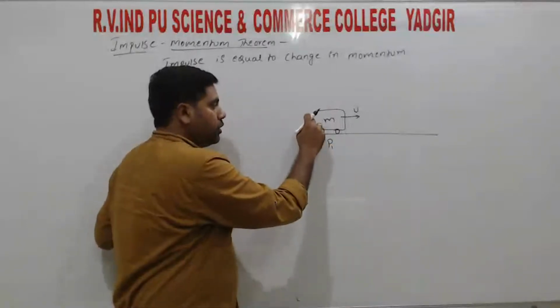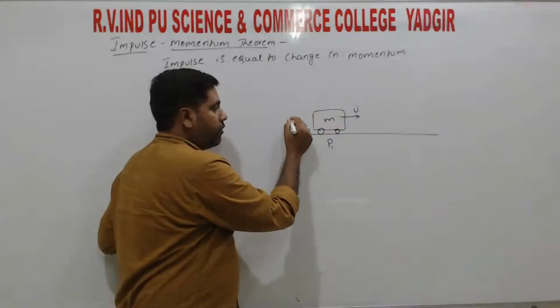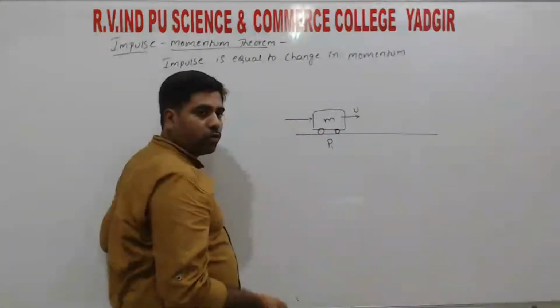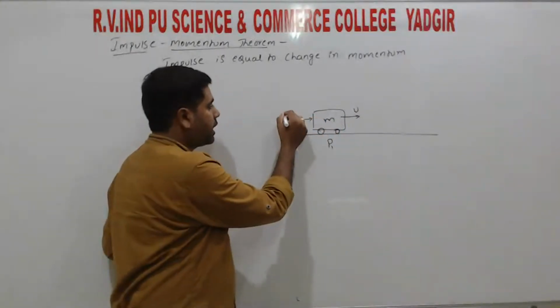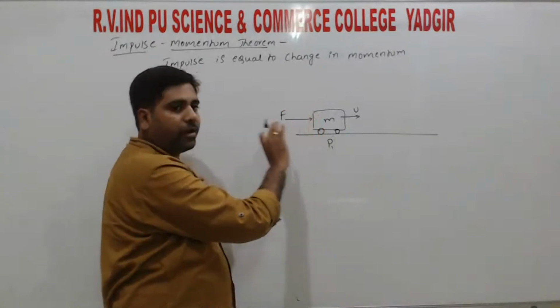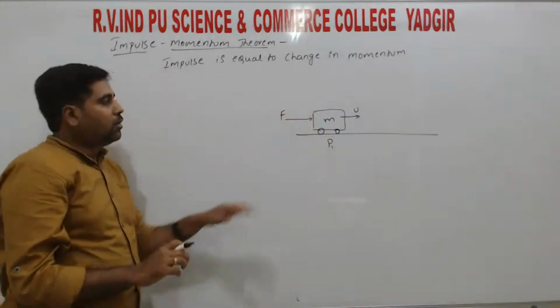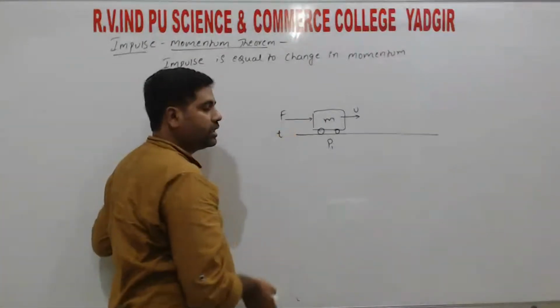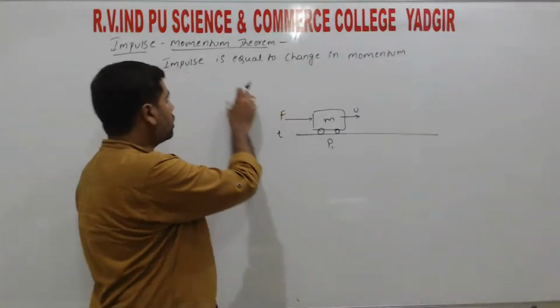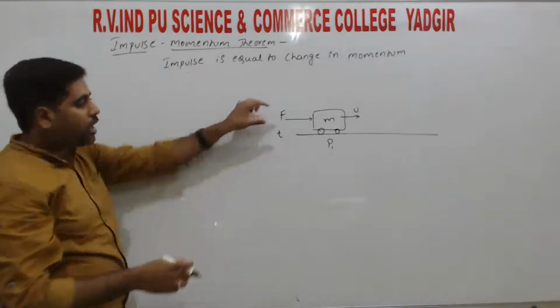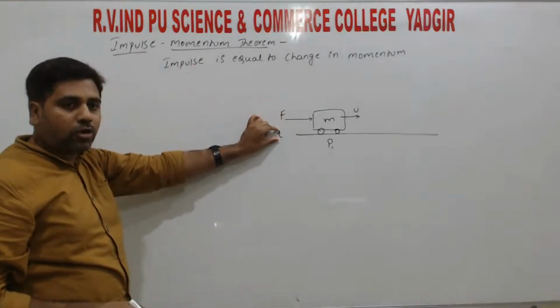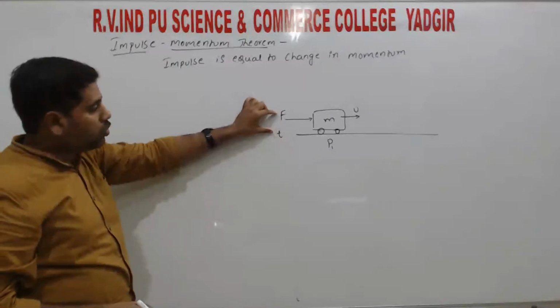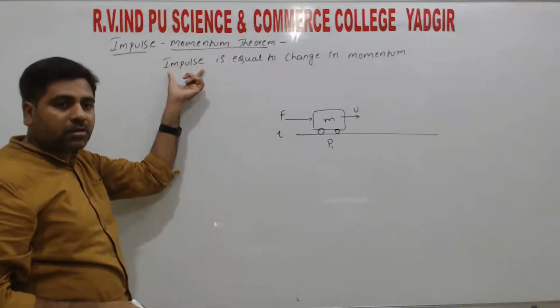Now while the object is moving, we apply some force for a short interval of time. That means we push that object with some force for a short interval of time, t. That gives the impulse. We are applying the force for a very short interval of time, and this combination we call the impulse.